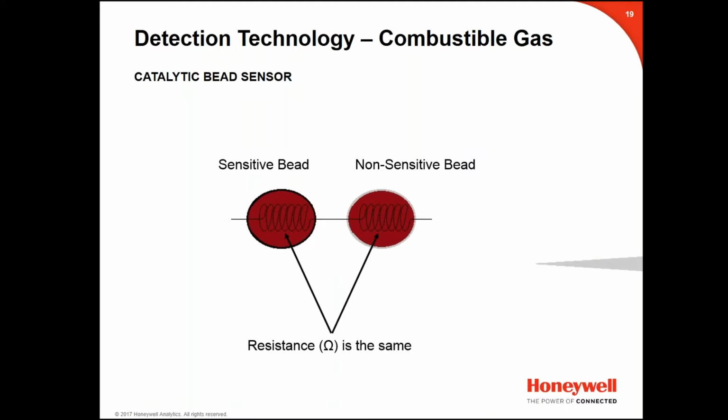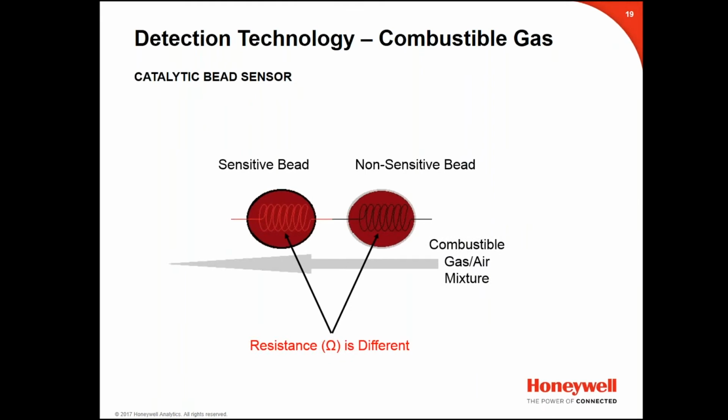However, when a combustible gas air mixture passes over the hot catalyst surface of the beads, only the sensitive bead changes, resulting in a difference in resistance. That difference is measurable. And that's how the catalytic bead sensor works.